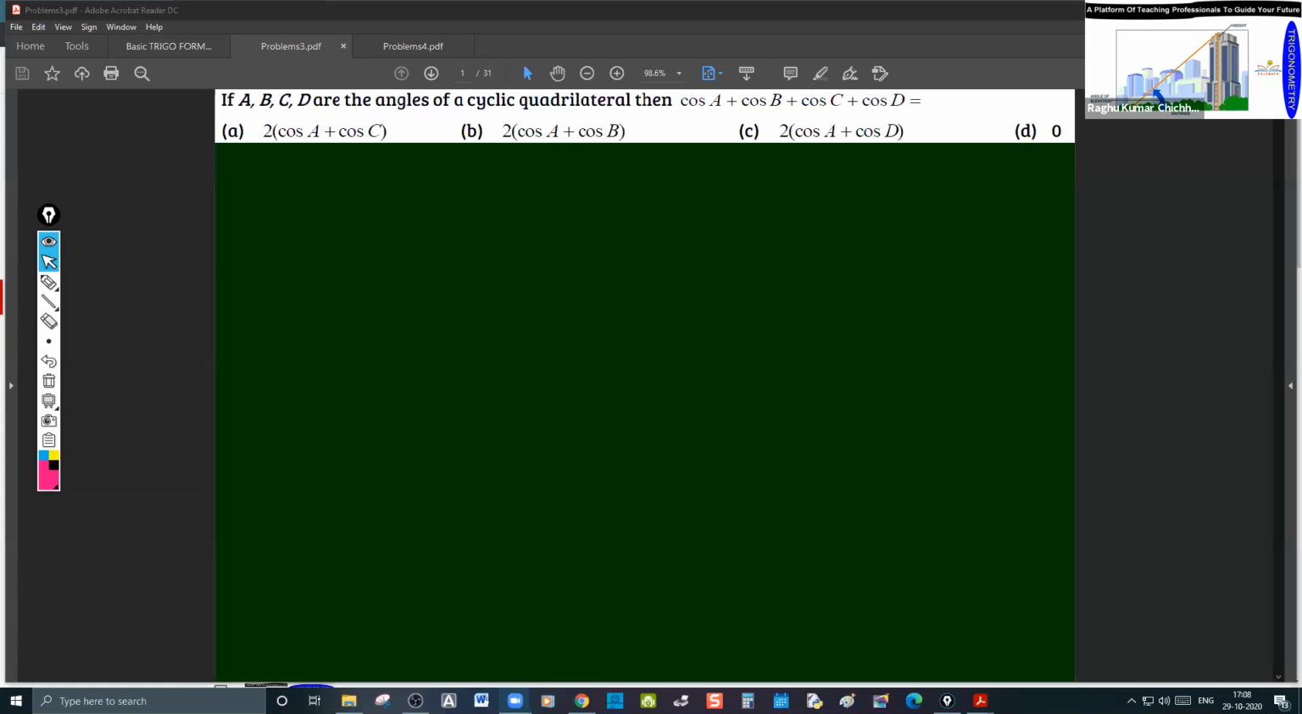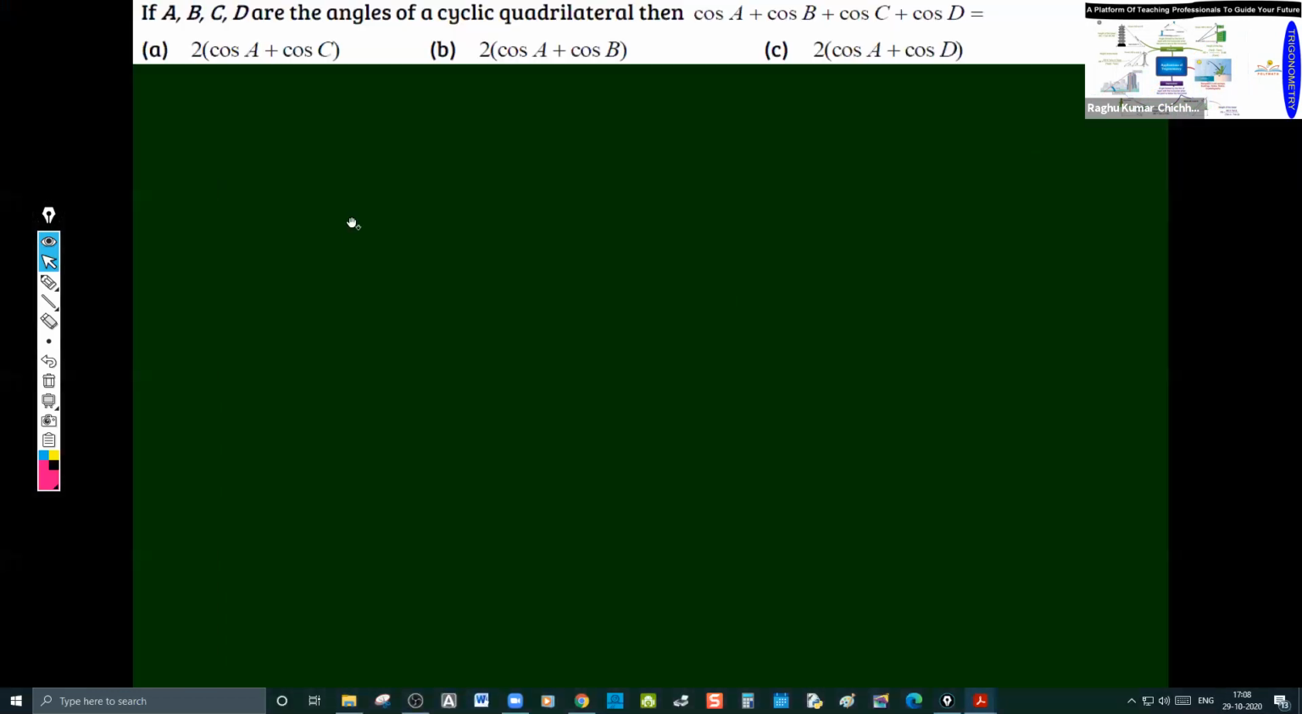Yeah, now you can see ABCD are the angles of a cyclic quadrilateral, then cos A plus cos B plus cos C plus cos D is equal to... Let us see that.